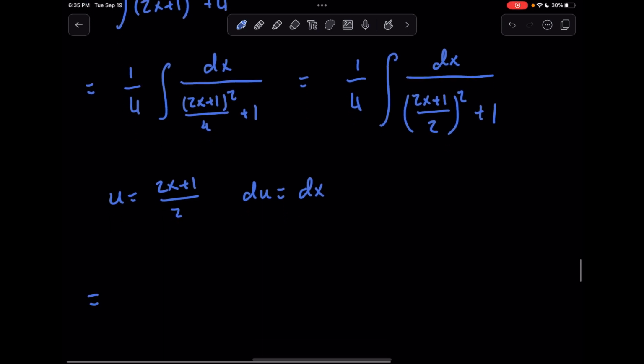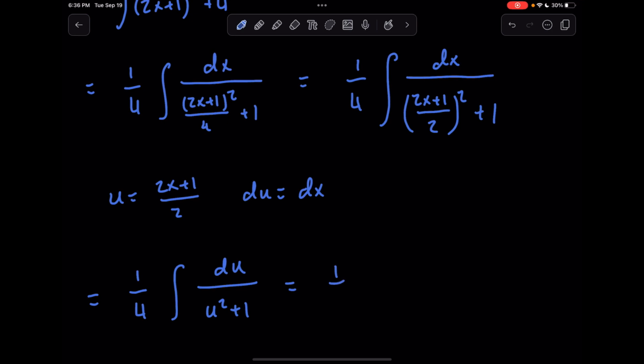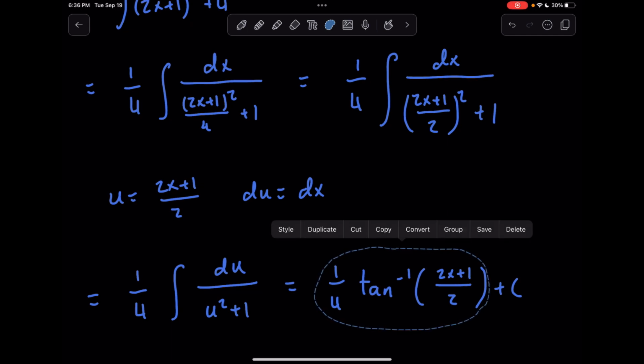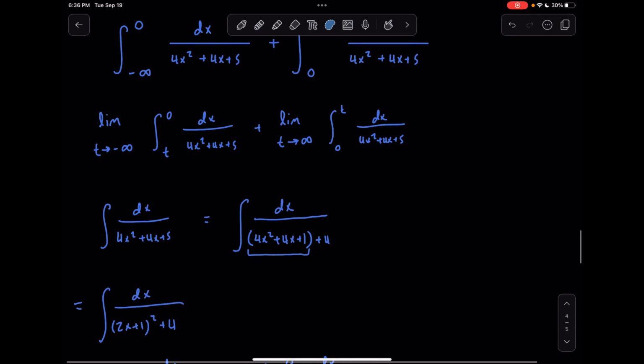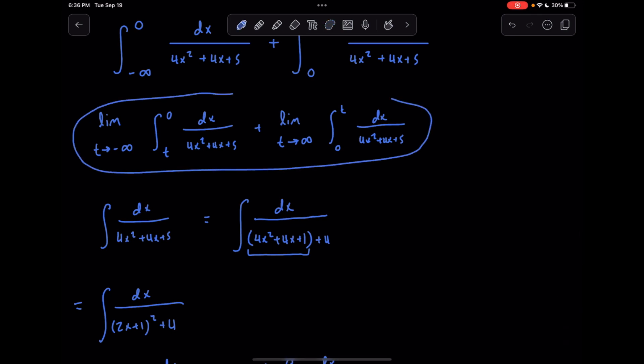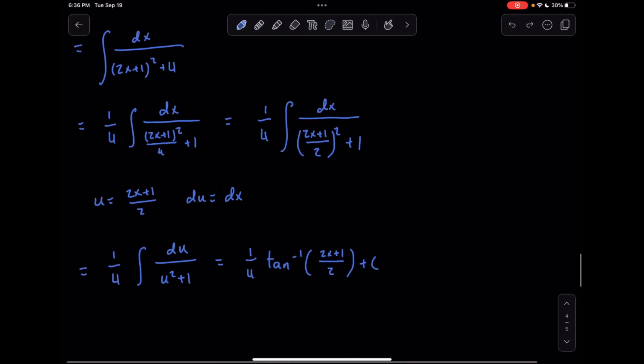So our integral becomes 1/4 integral du over u squared plus 1, which is 1/4 tangent inverse of u. And we know that u is 2x plus 1 over 2, so this is our integral. Now, referring back to where we had our two separate integrals with different bounds, we can now rewrite this.